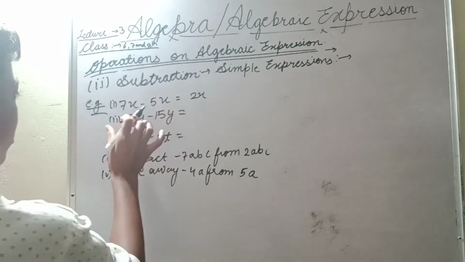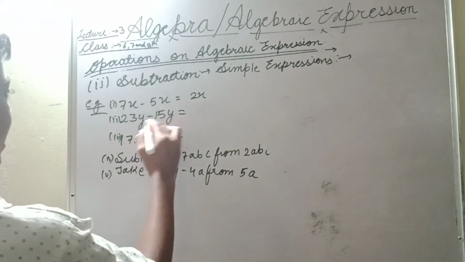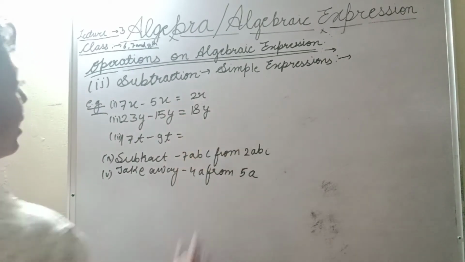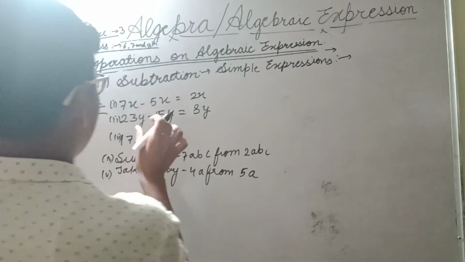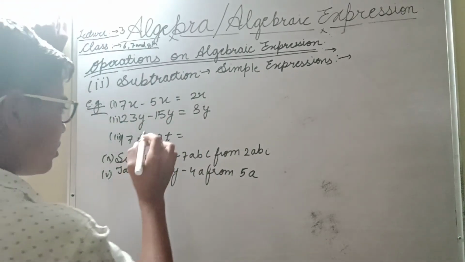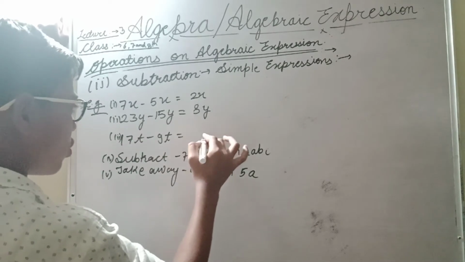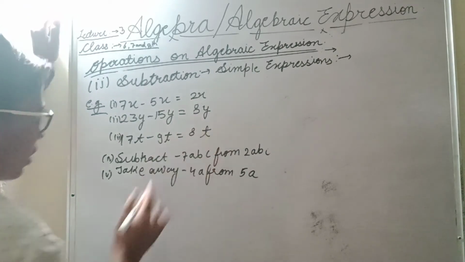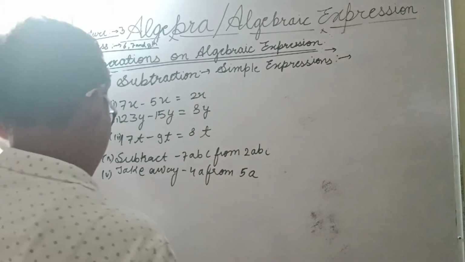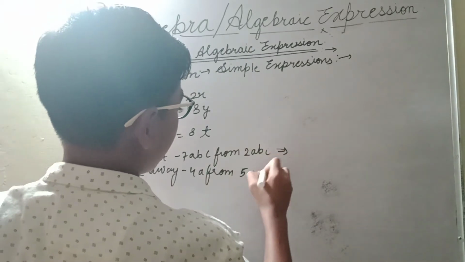23y minus 15y. y is common, so we write y. 23 minus 15, we get 8, sorry, not 18, 8. So 8y. Next, 17t minus 9t. t is common, and 17 minus 9 equals 8. So 8t.